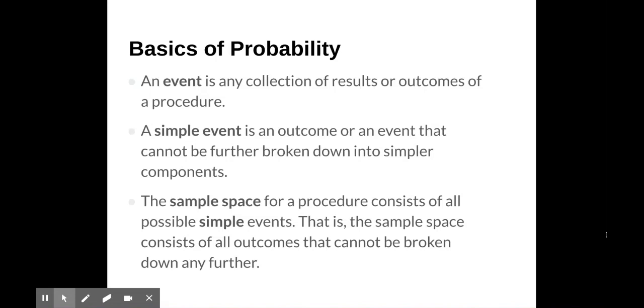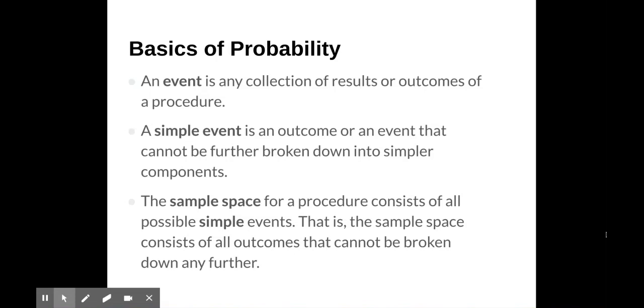So back to what we were talking about with simple events. If you talk about our six-sided die, a simple event would be something like getting a 1, but a non-simple event, or just an event, would be something like getting an even number or getting something greater than 4. Getting a 1 can't be broken down into any smaller or simpler events. And the sample space for a procedure is the listing of all possible simple events.